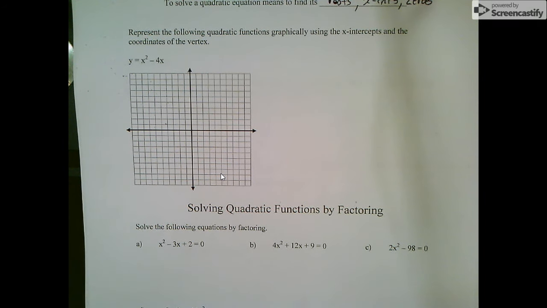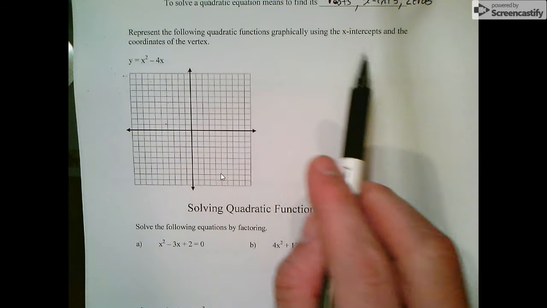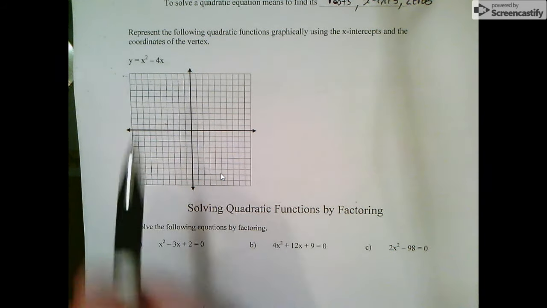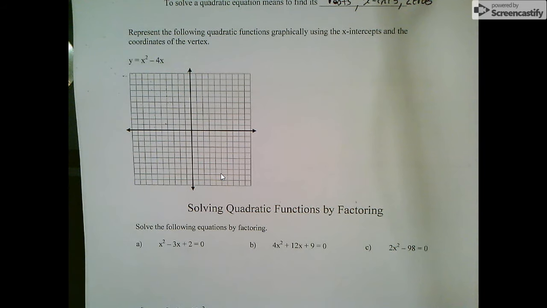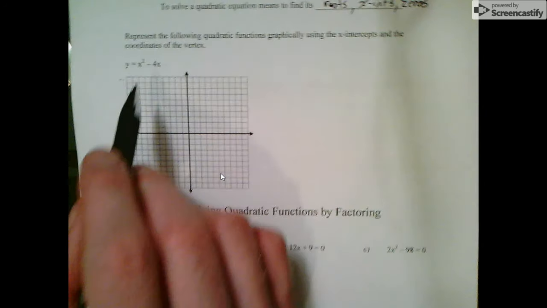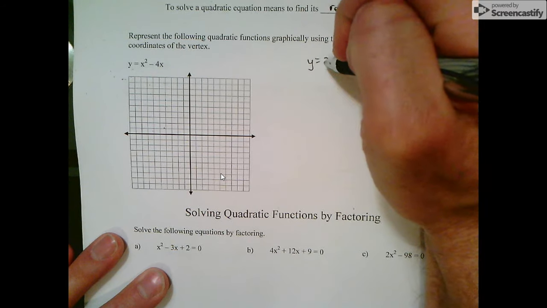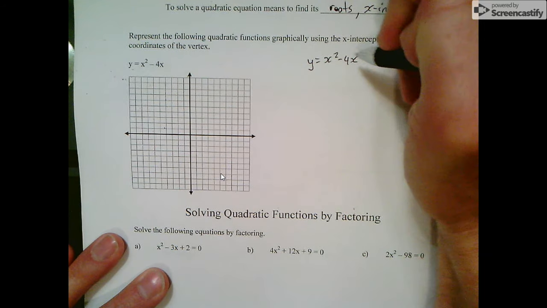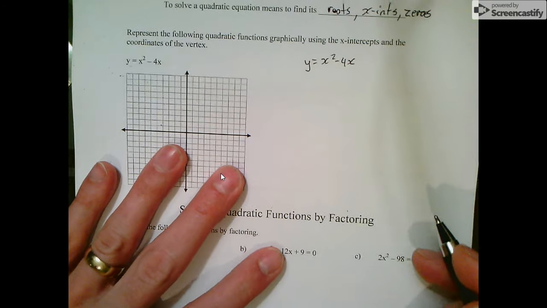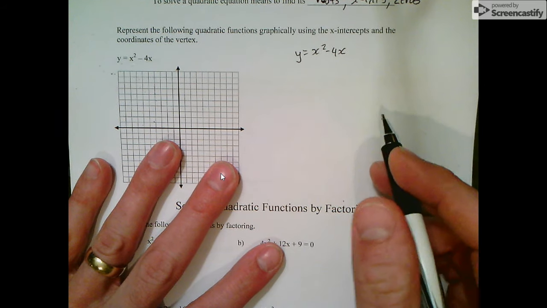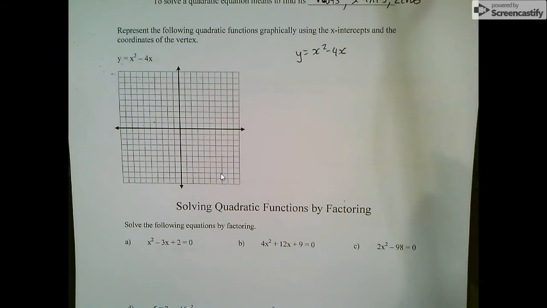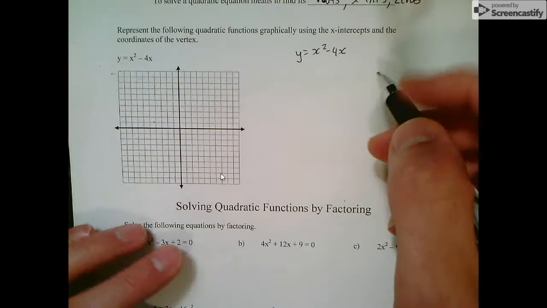So for this first one, represent the following quadratic functions graphically using the x-intercepts and the coordinates of the vertex. Okay, well, there's actually some stuff that we can do here. So first of all, we can factor this pretty easily. y is equal to x squared minus 4x. Algebraically, I'm going to find the roots, and then we'll take a quick look at a graph on Desmos to see how they kind of fit together.